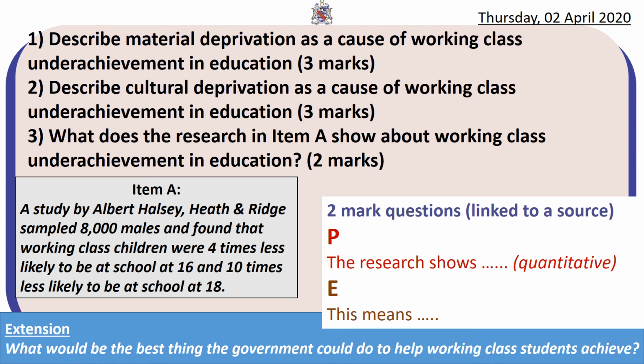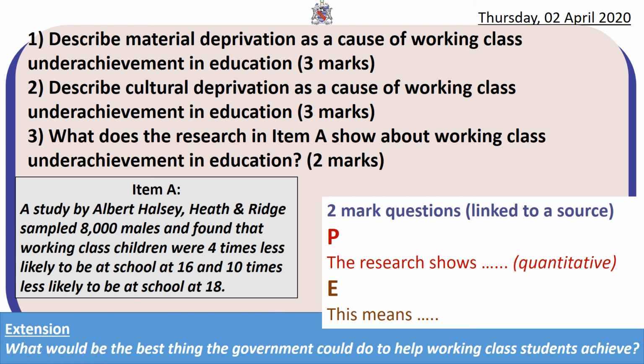Okay, so to mark your work then, hopefully with these 3 markers you identified a P paragraph, the definition, explanation and an example. And here, what does it show? Working class children 4 times less likely to be at school at 16. This is when you could leave before then. 10 times less likely to be at school at 18. What does that show them? It shows them that they haven't got the grades to move on to the next level of education, and therefore it's an example of working class underachievement.